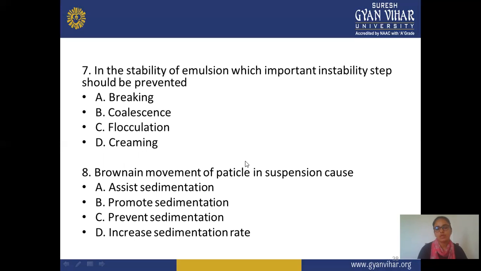The eighth question is, Brownian movement of a particle in suspension causes what? In suspension, we already covered the Brownian movement or suspension evaluation. So you answer this question for suspension according to the Brownian movement. In this, A option is assist sedimentation, B is promote sedimentation, C is prevent sedimentation, and D is increase sedimentation rate. So you answer any one correct answer for Brownian movement of suspension.